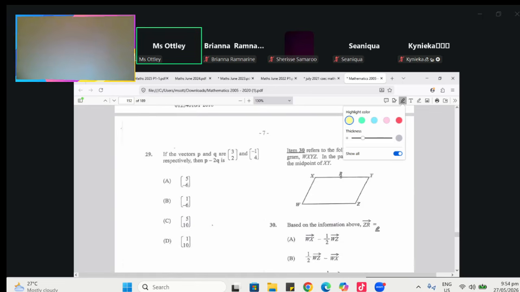All right. If the vectors P and Q are 3, 2, and -1, 4, respectively, then P subtract 2Q is: P is 3, 2, and we have to subtract 2Q. So that's 2 multiplied by -1, which will give me -2, and 2 multiplied by 4, which would give me 8. When we work it out, my answer is going to be 5, -6. So that is A. Lovely.